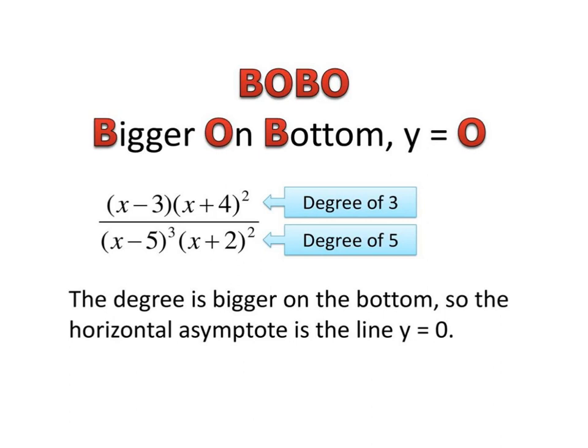And so here's an example. The numerator has a degree of 3 because we have x and then x squared. So that would be a degree of 3. In the denominator, we have x cubed and x squared. So that would be 3 plus 2, which is a degree of 5. You can see that the degree is bigger on the bottom, and so if it is bigger on the bottom, your horizontal asymptote is y equals 0. So BOBO stands for bigger on bottom, y equals 0.